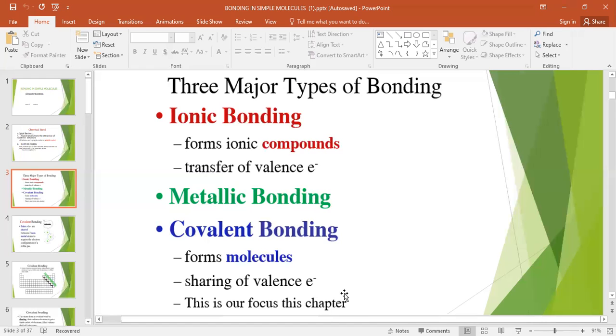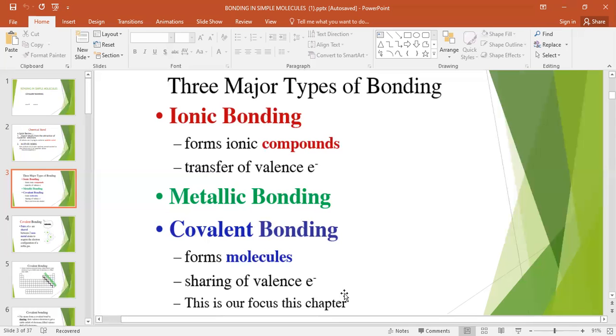Valence electron means outer shell electron. See here, the last shell electron. Outer shell, how many electrons here? 1. So this will share. Inner maybe 8, maybe 2, maybe 10. How many electrons inside, we are not going to share with others.